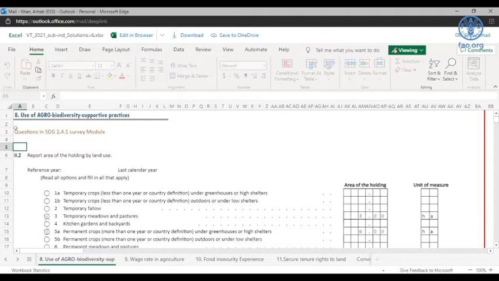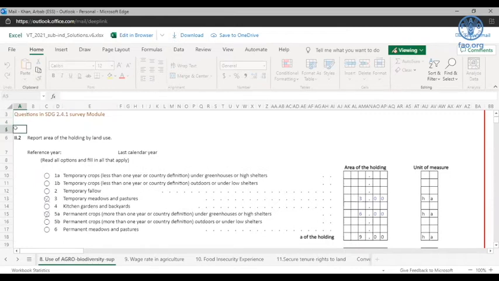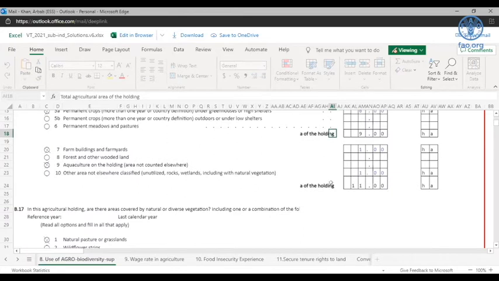An additional important point that I highlighted yesterday was that for this particular sub-indicator, we are not taking into account the agricultural land area of the holding, but instead we focus on the entire area of the holding, which may be different from the agricultural land area. So as you can see here, for this particular indicator as a denominator, we are not going to take the total agriculture area of the holding, but instead we will focus on the total area of the holding. And there is a reason for that.